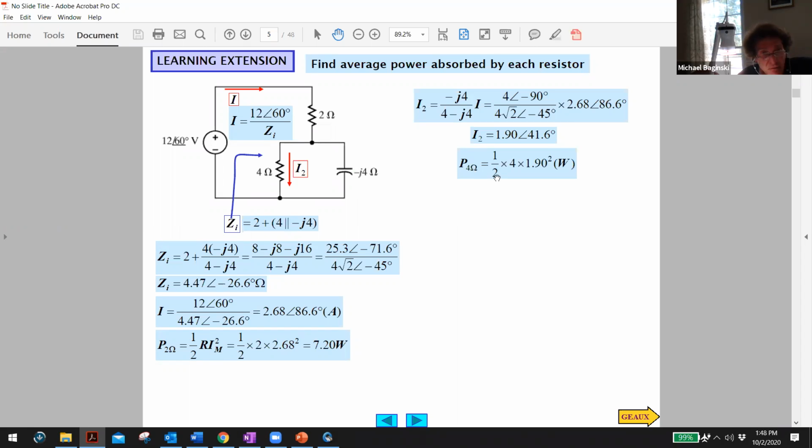And then he says the power through the 4 is just 1/2 times the resistance times the magnitude of the current squared. Do y'all follow me? It's straightforward. With me, here's where the problem lies: your calculators.